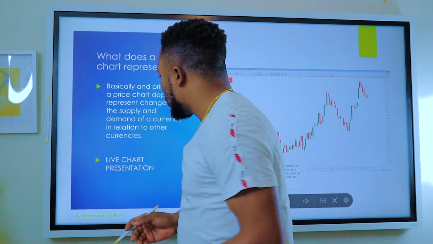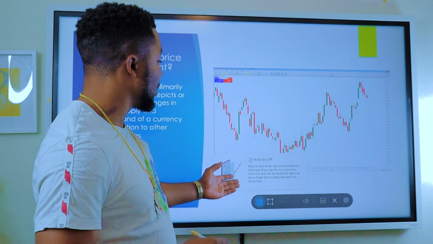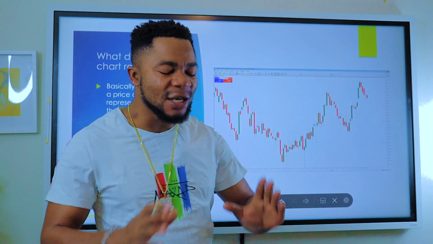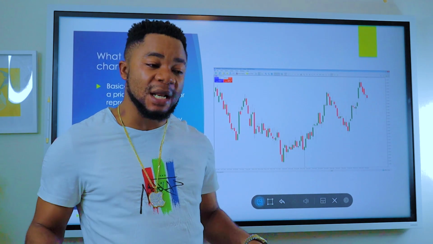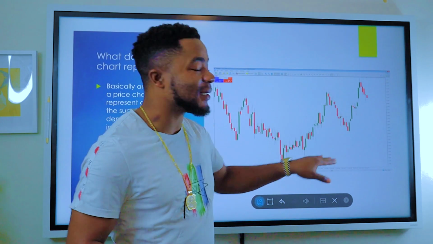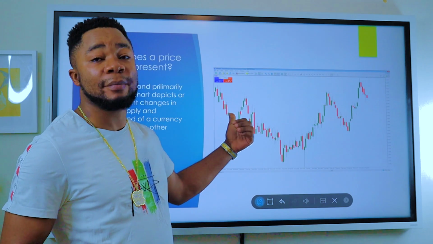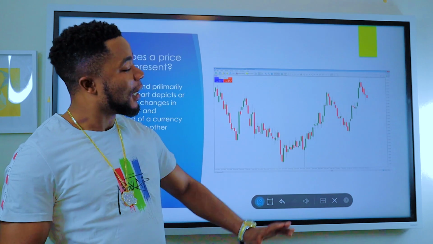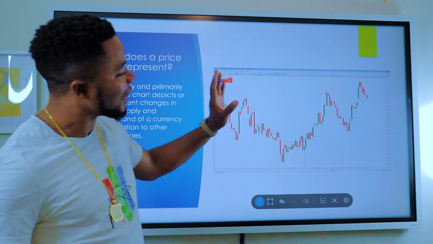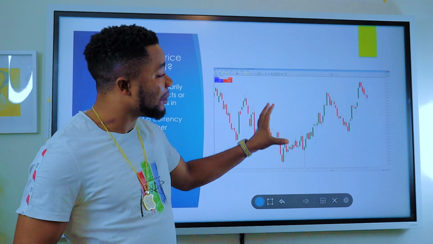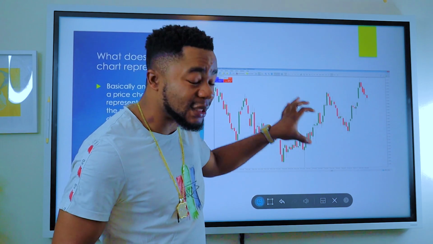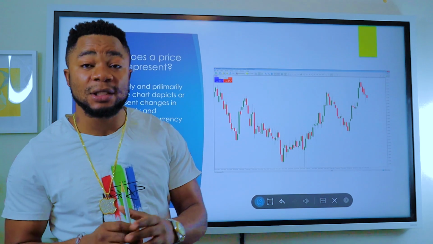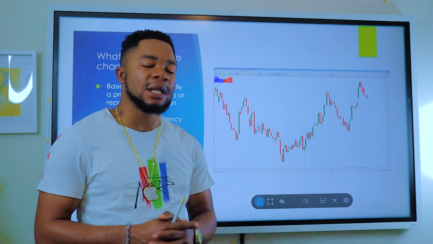All right. Anytime you open your price chart and you see the price going up and down like this, the number one thing being represented on that screen is the demand and supply of that particular base currency in relation to other currencies. As simple as that. Anytime you open your chart, if the chart is going up and down, what is represented on the screen is the demand and supply of that particular currency in relation to other currencies. Let me explain what I'm saying.